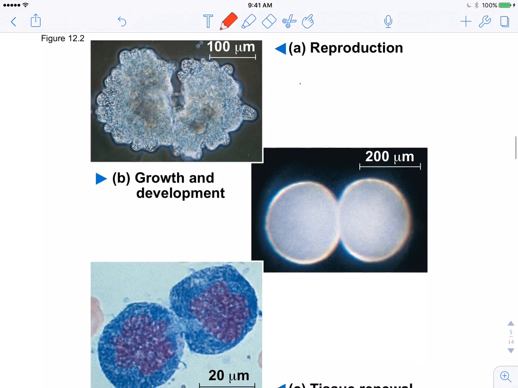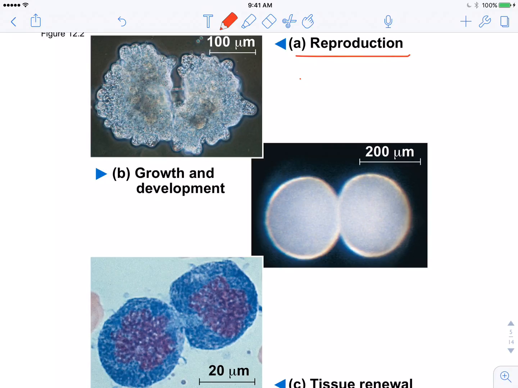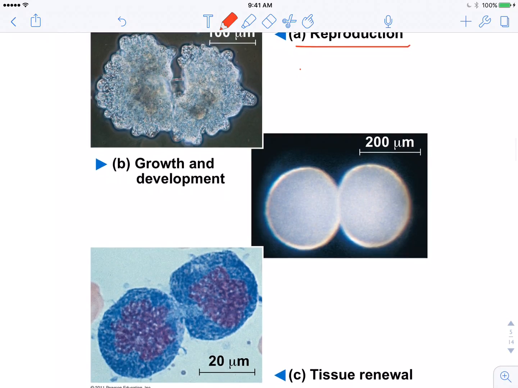So if we look here, we've got reproduction of unicellular organisms. You start off with one amoeba, you divide, you have two amoebas. Other roles for cell division in multicellular organisms are growth and development. Here we have a fertilized egg starting to divide into an organism, an embryo. And here we have some repair, tissue renewal. If you damage some skin cells, you get a cut, your skin cells divide and you make more skin.